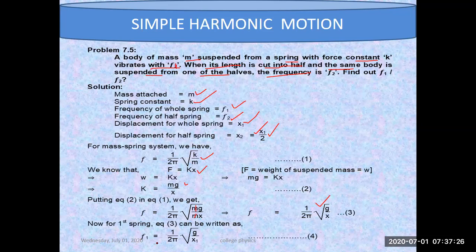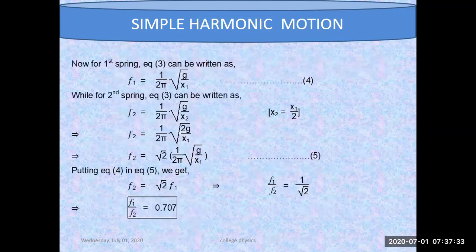Correct? After getting the value, the frequency is 1 over 2 pi root g over x. For the whole spring, this is f1, which will be 1 over 2 pi root g over x1, the frequency of the whole thing. Then when you have broken it into two pieces, this will be the frequency f2, 1 over 2 pi root g over x2, and this x2 is equal to half of the original displacement of that mass. So if you put in the values, you get f1 and f2.